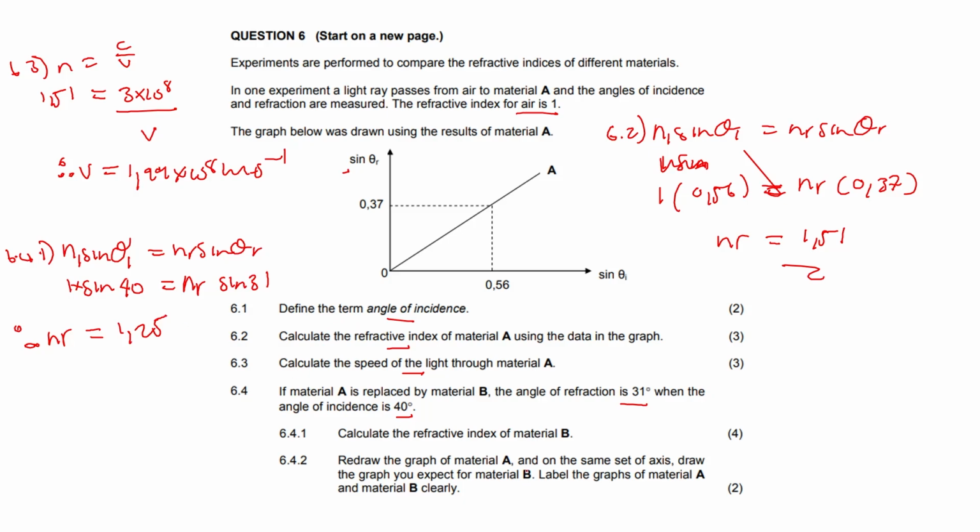Redraw the graph of material A on the same set of axes. Draw the graph you expect for material B. Label the graph of material A. So what will you do in your exam? You will redraw this graph. Right, you redraw it as is. You don't have to write in the coordinates though. You can just draw the line of A. Then you can just add the line of B right there.